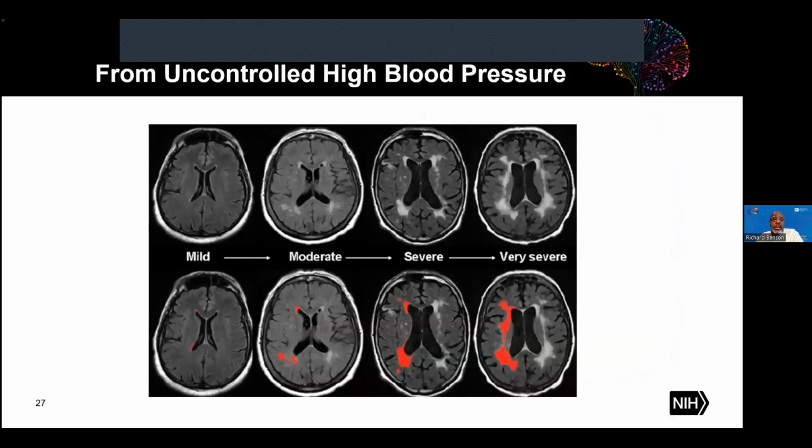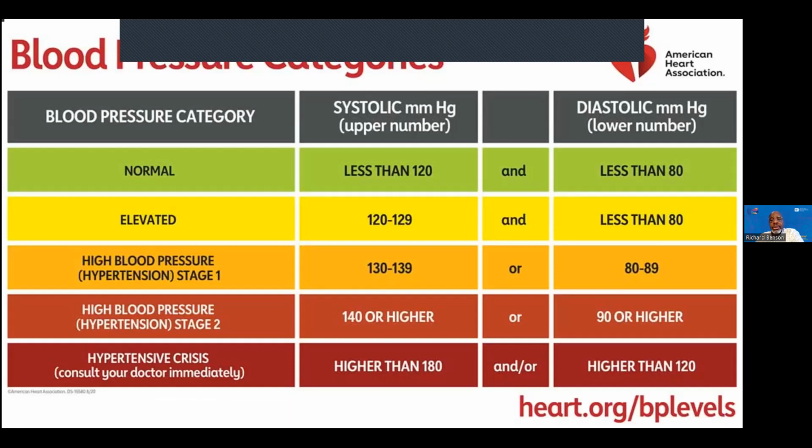And then we actually show these MRI images to people in the community. And this has been pretty compelling for people in terms of the nonspecific white matter changes that we see in people with chronic uncontrolled hypertension and how that's related to cognitive impairment.